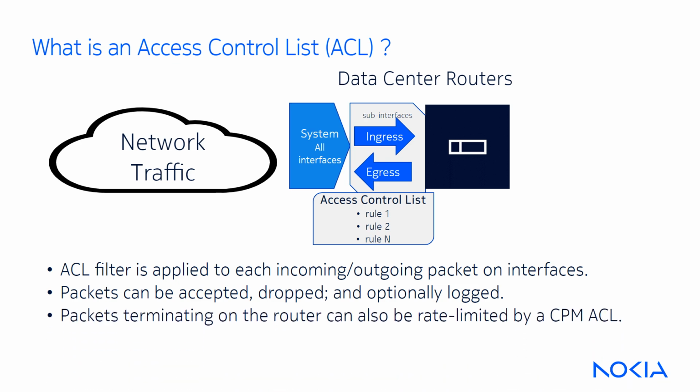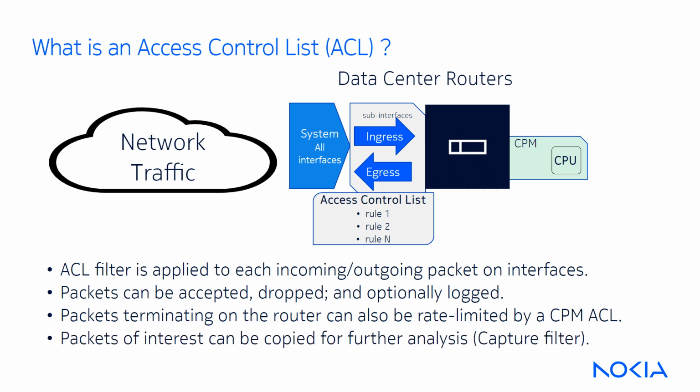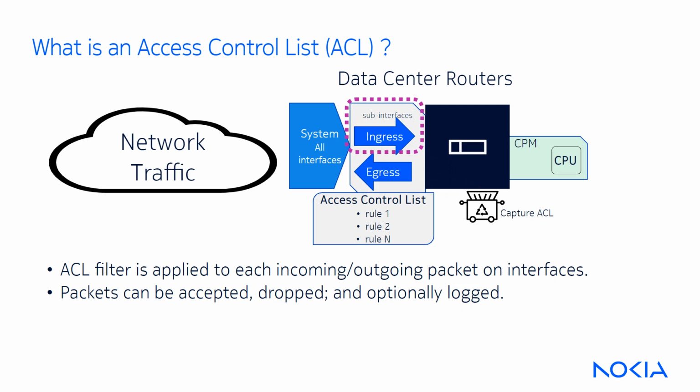There are some special access control lists that work only on control packets terminating on the router. They are called CPM filters. They are similar to regular ACLs but can also rate limit these matching control packets. SR Linux also supports another type of ACL called the capture filter. It lets you analyze matching packets in a similar way to the Linux tcpdump tool. In this video, we will only cover the regular ACL filter on an incoming interface.